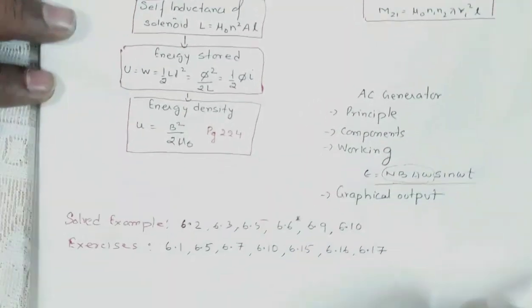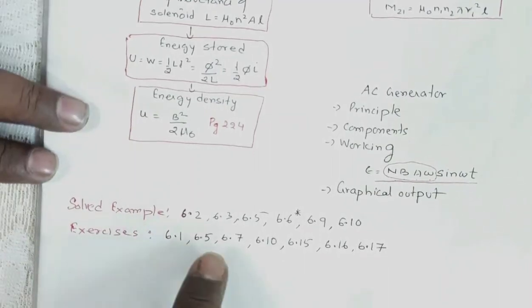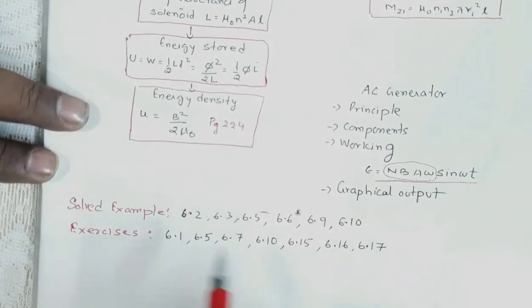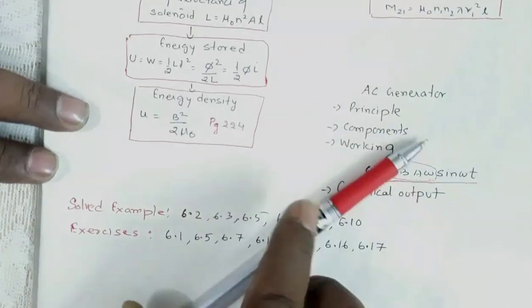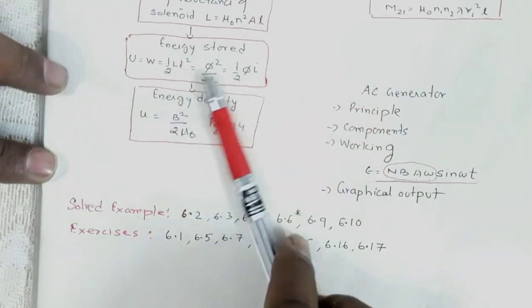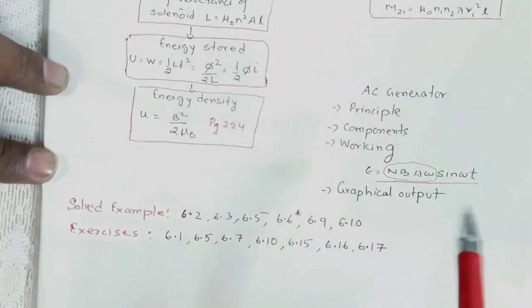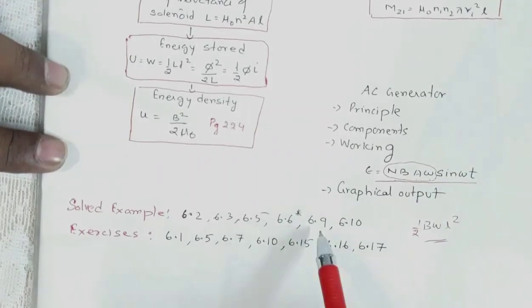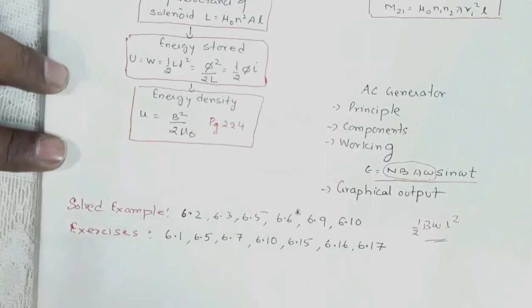Then you must go through these. I am not telling you to be selective. Go through all the examples, all the solved examples, all the exercises, but pay more attention to these questions. Solved examples 6.2, 6.3, 6.5, 6.6, very important. That is for a conductor which is rotating in a magnetic field. You have to calculate the EMF developed across the two ends of the conductor. That comes out to be half B omega L square. Then 6.9, 6.10. Exercises 6.1, 6.5, 6.7, 6.10, 6.15, 6.16 and 6.17.